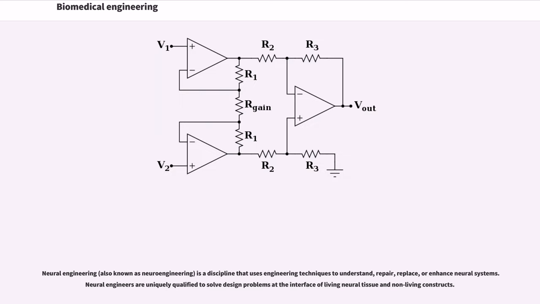Neural engineering, also known as neuroengineering, is a discipline that uses engineering techniques to understand, repair, replace, or enhance neural systems. Neural engineers are uniquely qualified to solve design problems at the interface of living neural tissue and non-living constructs.